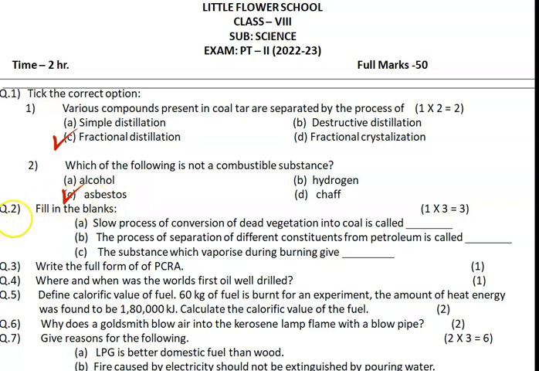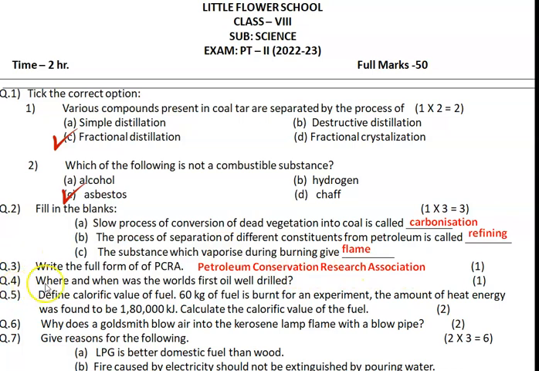The next question, number 2, fill in the blanks. A, slow process of conversion of dead vegetation into coal is known as carbonization. B, the process of separation of different constituents from petroleum is called refining. C, the substance which vaporizes during burning gives flames. Then question number 3, write the full form of PCRA. Here the full form of PCRA is Petroleum Conservation Research Association.